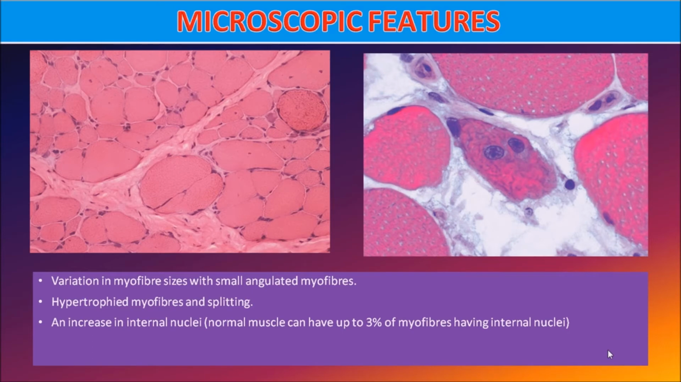These two photos show variation in myofiber sizes, with small angulated myofibers, hypertrophied myofibers, splitting, and increase in internal nuclei. Normal muscle can have up to 3% of myofibers having internal nuclei.